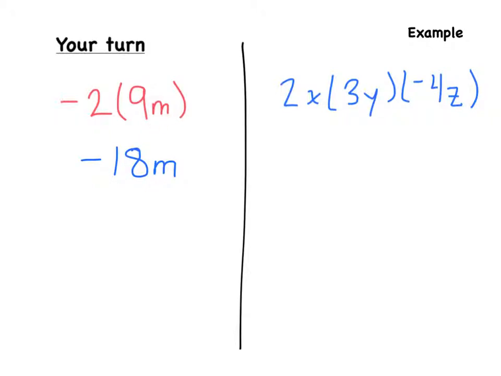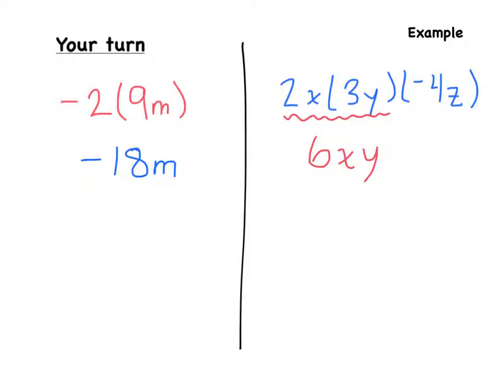So this next one, remember, one thing that we can do is to just focus on the first two first. So if we have 2x times 3y, what is a positive 2 times a positive 3? That's a positive 6, and we have to bring along the x and the y as well. So that would be 6xy. That's how we came up with that.